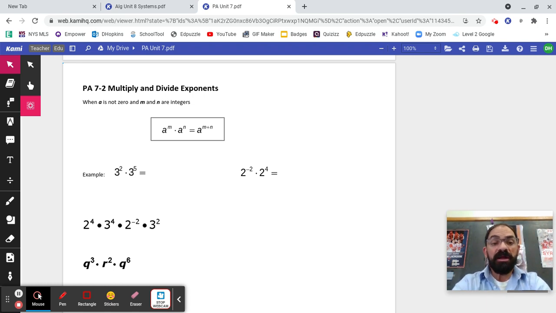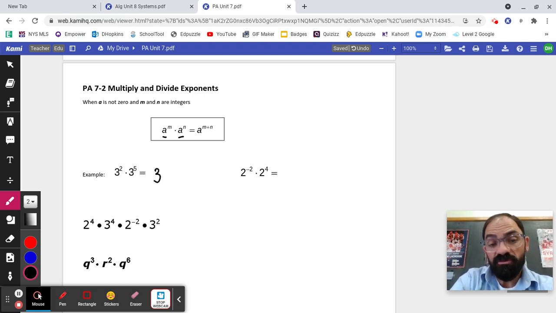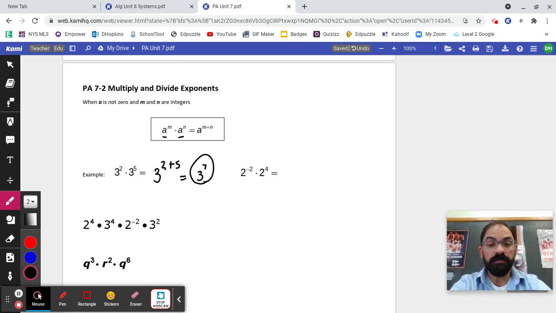When we multiply exponents that have the same base, and by same base I mean the bottom, the rule is to add the exponents. So m plus n. In this case, 3 squared times 3 to the 5th is the same as 3 to the 2 plus 5. And we know 2 plus 5 is 7, so that would equal 3 to the 7th.